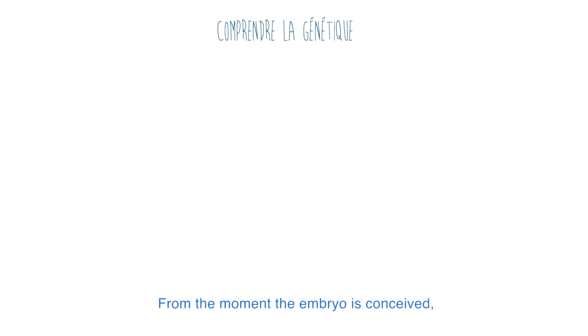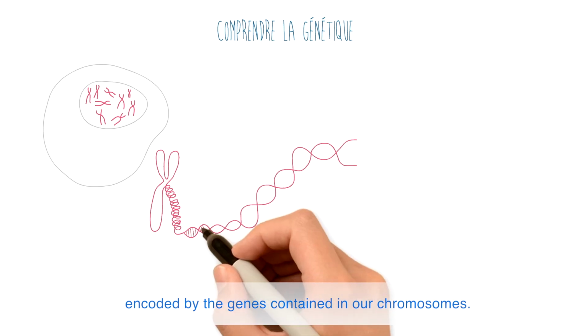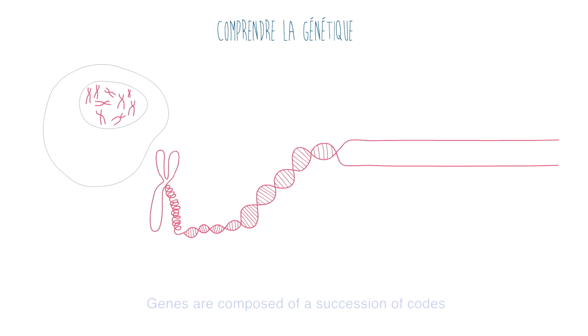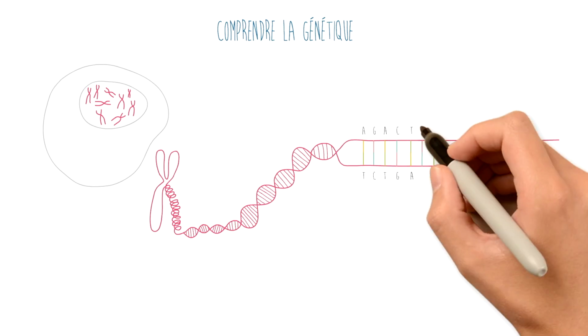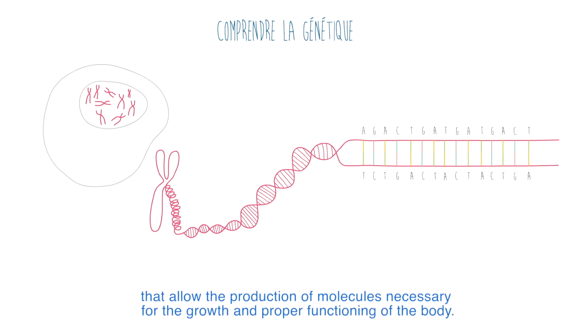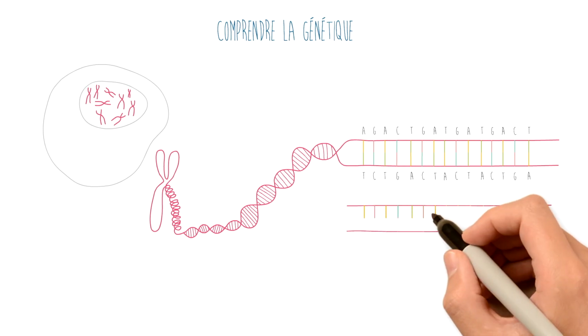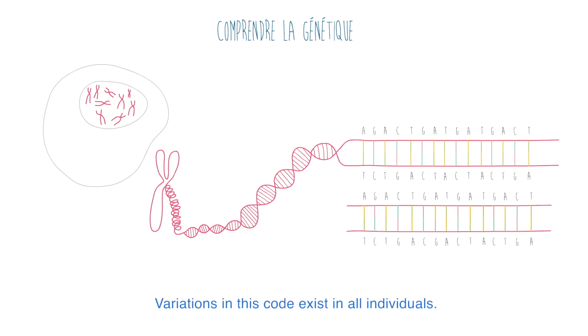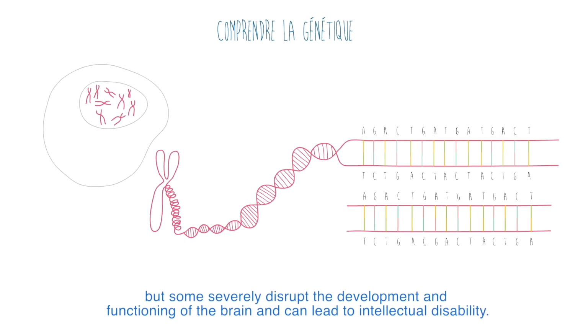From the moment the embryo is conceived, our body develops from a unique genetic program encoded by the genes contained in our chromosomes. Genes are composed of a succession of codes that allow the production of molecules necessary for the growth and proper functioning of the body. Variations in this code exist in all individuals. Most of them are harmless, but some severely disrupt the development and functioning of the brain and can lead to intellectual disability.